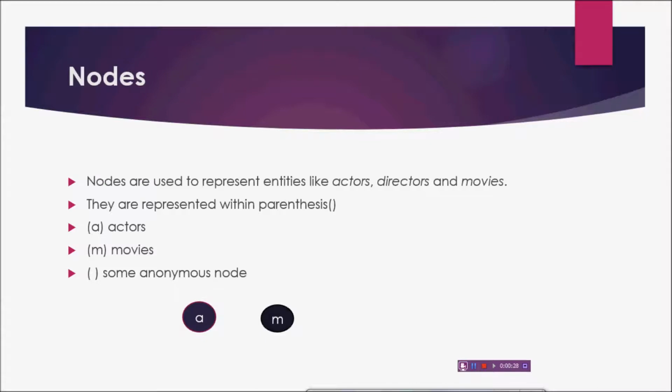First, how will we describe the nodes in Cypher? Normally nodes are used to represent entities like actors, directors, and movies. Suppose we consider a movie database, the entities like actors, directors, movies are represented using nodes. And in Cypher they are represented within open and close parentheses. For example, for actors we give the letter A, and for movies we give M. So here this is a node for actors and this is a node for movie.